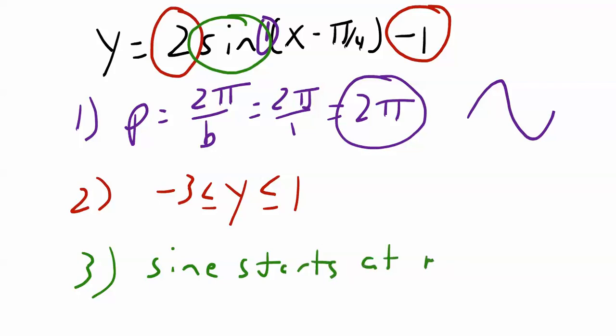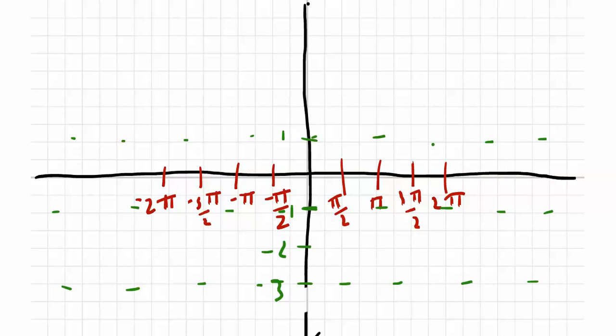Sine starts at midline, whereas cosine graphs start at a maximum. All right, so I'm going to graph a sine graph now, with the period change, which there wasn't one, and the new max and mins. All right, so what does this graph look like? Well, it's a sine graph.